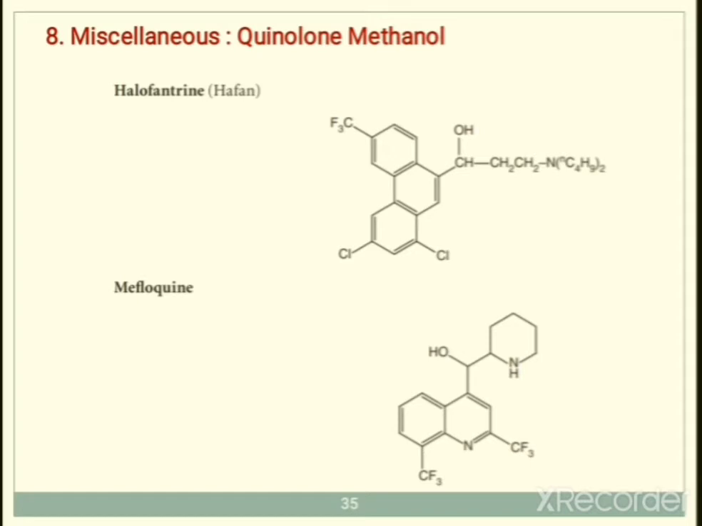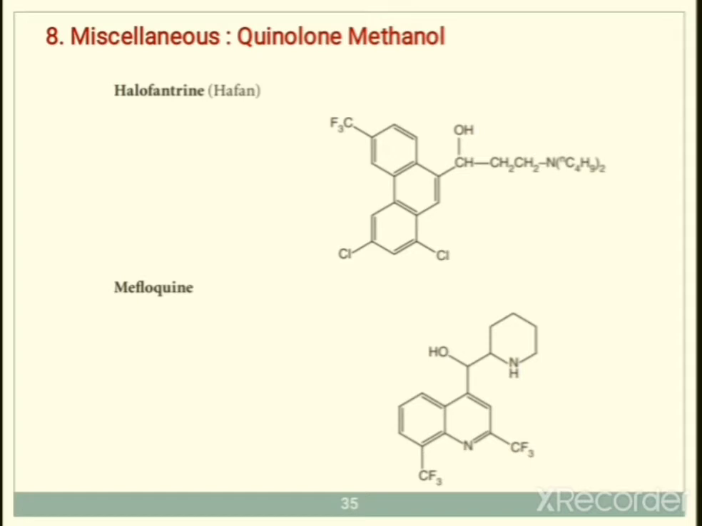Okay, so in both structures, a hydroxyl group will be there. Okay, substitution, that's why they are called quinoline methanol derivatives. So in mefloquine there is a quinoline ring, and in the case of halofantrine there is a hydroxyl group. That's why they are called quinoline methanol derivatives, or we can call it the miscellaneous class.